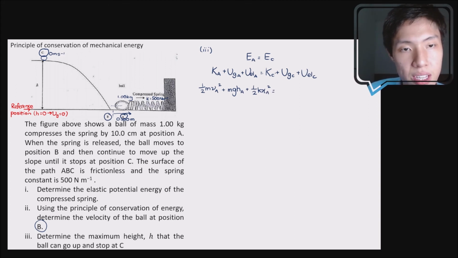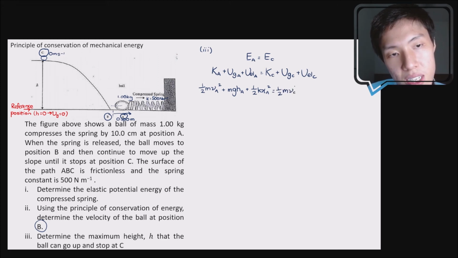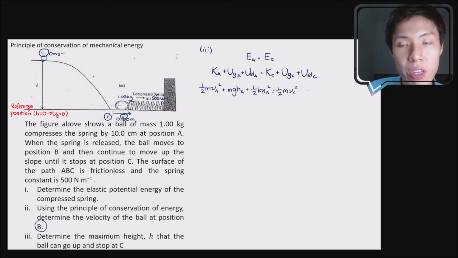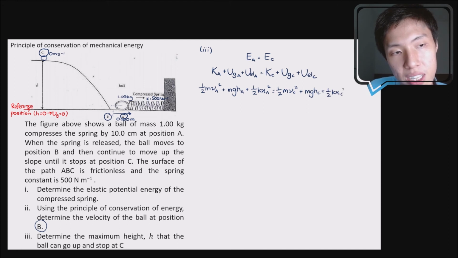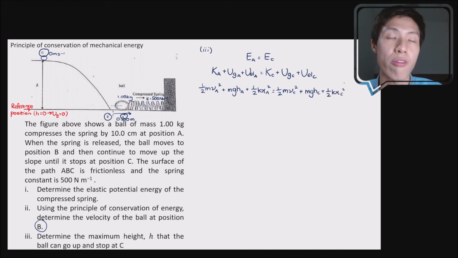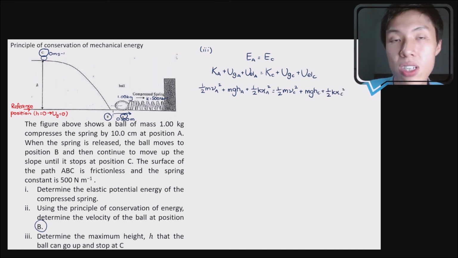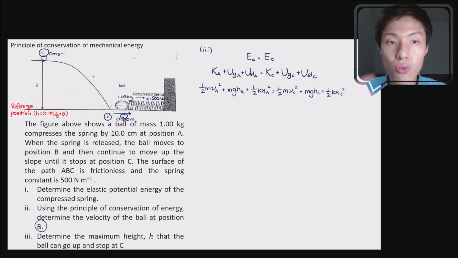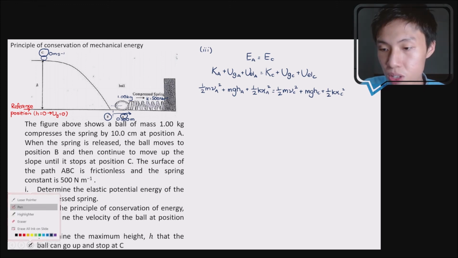Next, we have kinetic energy at position C, which is half mv squared. The v here is the speed at position C, which in this case we know will be at rest later. Next will be the gravitational potential energy, mgh, the height at position C. Lastly, you have your half kx squared, where this x here will be the amount of compression of the spring when the ball is at position C. Okay, so now we are going to cross out some terms. We know some of the terms here will be 0, so let's try and do that.